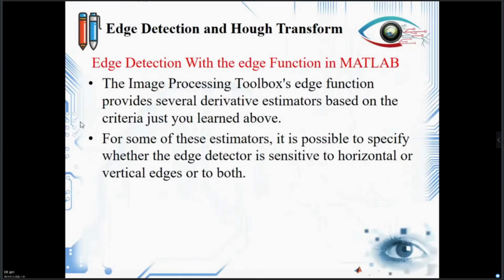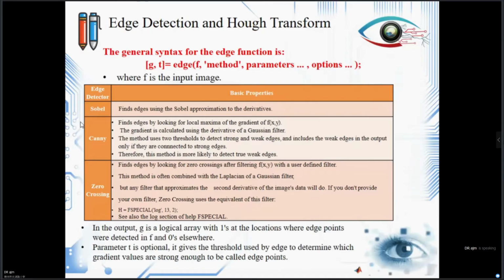Edge detection with the edge function in MATLAB will be presented. The Image Processing Toolbox edge function provides several derivative estimators based on the criteria you just learned about. For some of these estimators, it's possible to specify whether the edge detector is sensitive to horizontal edges, vertical edges, or both. Remember this point; it may help us in future work. The syntax we use for edge detection is something like this.